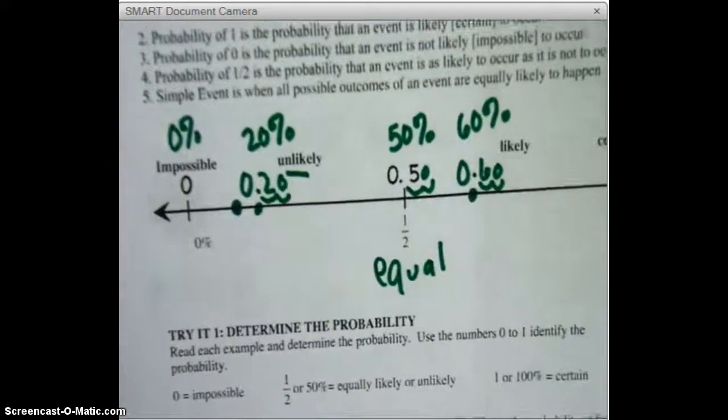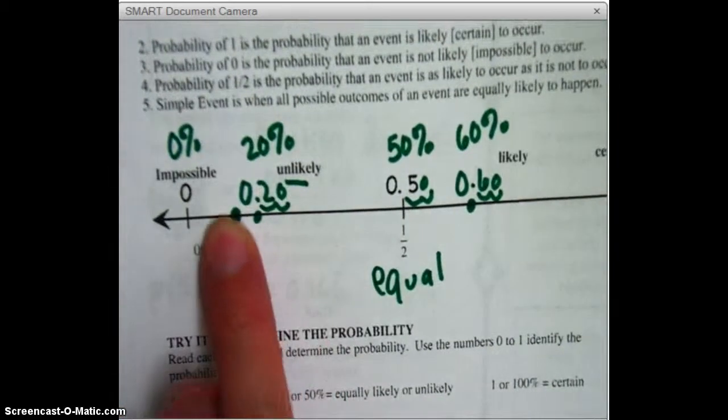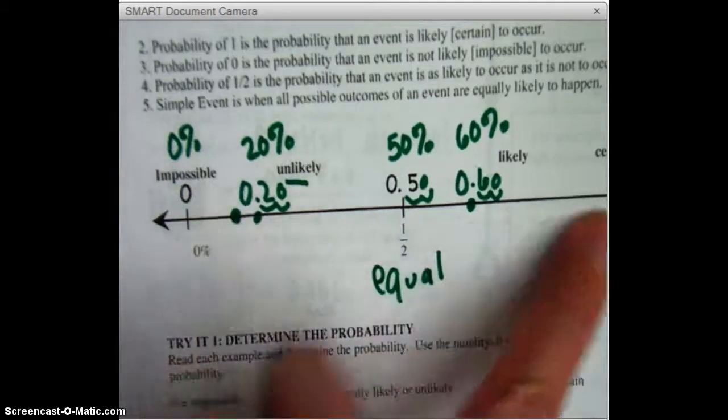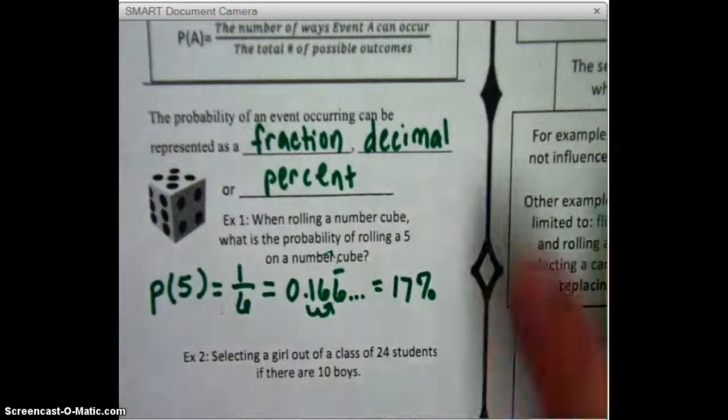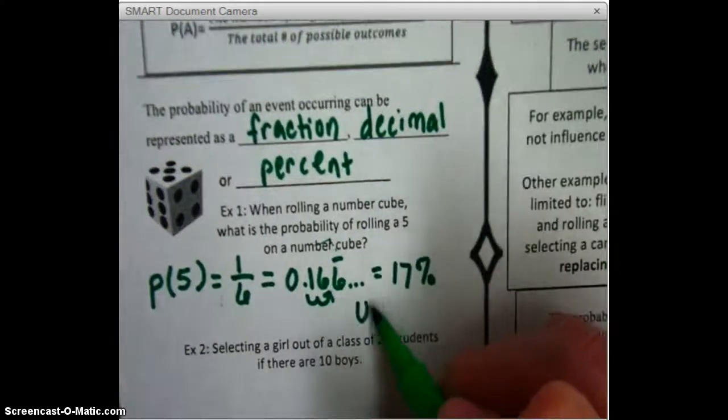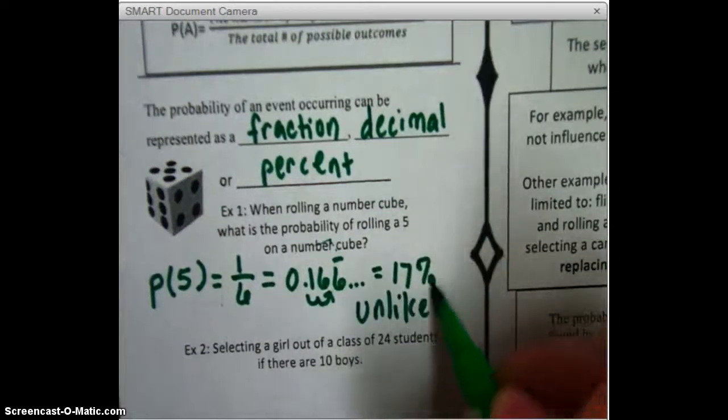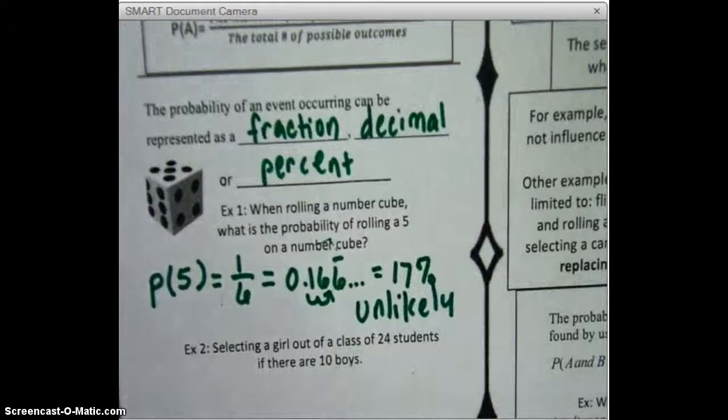So looking at the likelihood scale, 0.16 or 17% would be way over here from 0 to 100. So it's unlikely that we would land on this 5. It's not that it's impossible, it's just unlikely that it's going to fall on that.